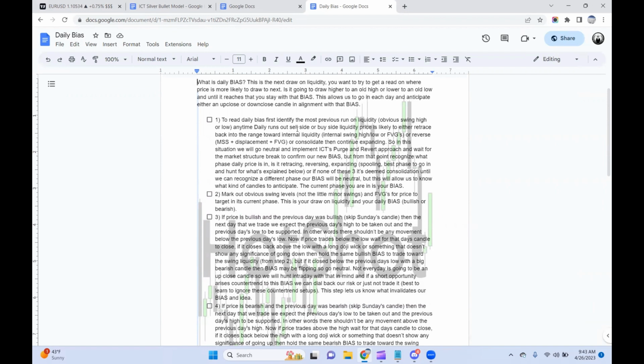And anytime daily runs out sell side or buy side liquidity, price is likely to either retrace back into the range toward internal liquidity, like an internal swing high or low or fair value gap, or reverse, making a market structure shift with displacement and a fair value gap. Or it can consolidate, then continue expanding. So in this situation, we will go neutral if it's consolidating. That's whenever we're going to go neutral.